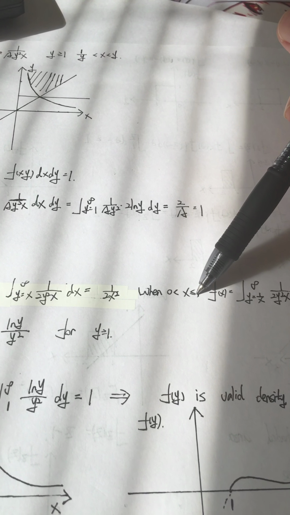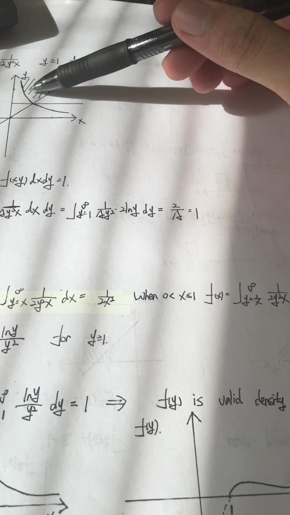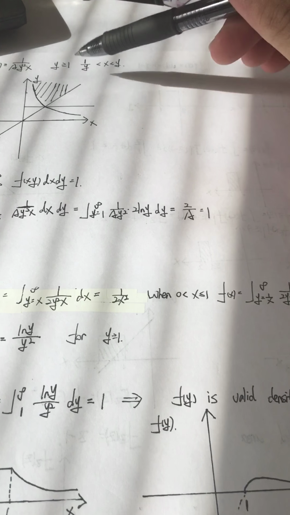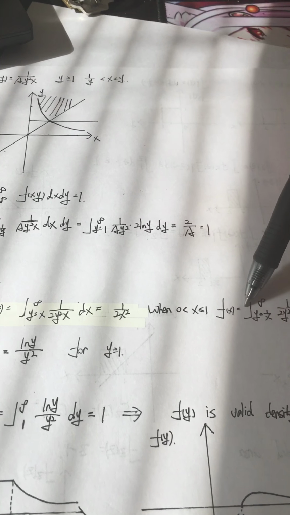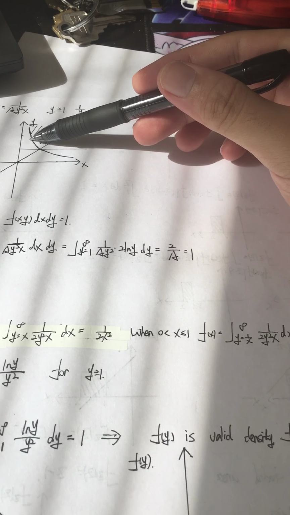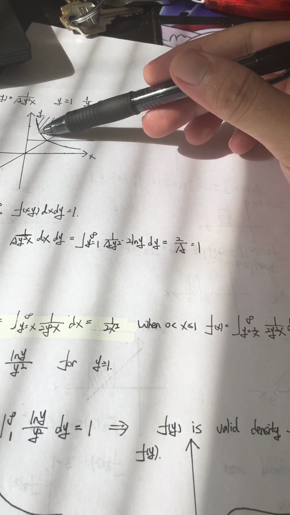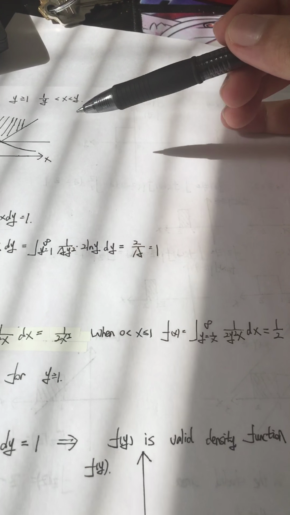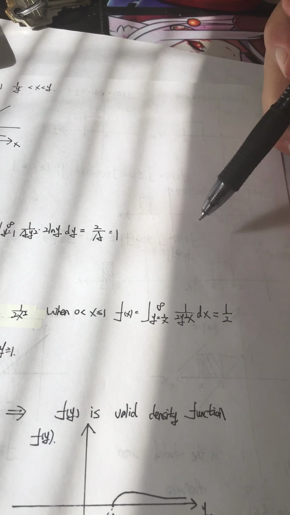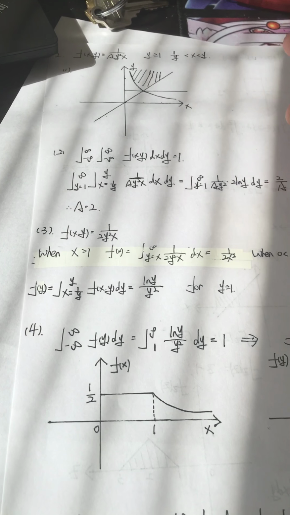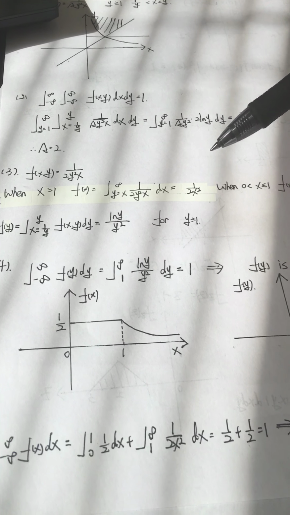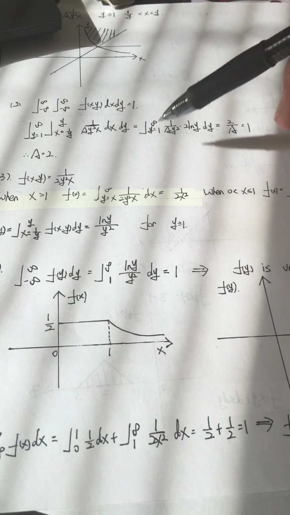And when x is less than or equal to 1 and x is more than 0, integrate the PDF of xy from y equals 1 over x to infinity. We can get that the outcome is 0.5, half of 1. Okay, and finally we can find that the marginal density function of x is shown in this figure.